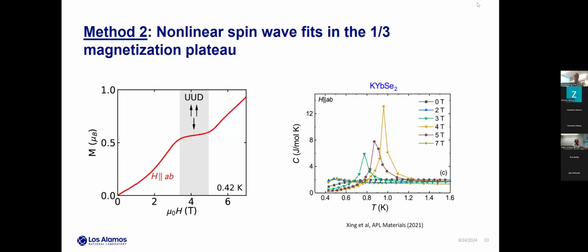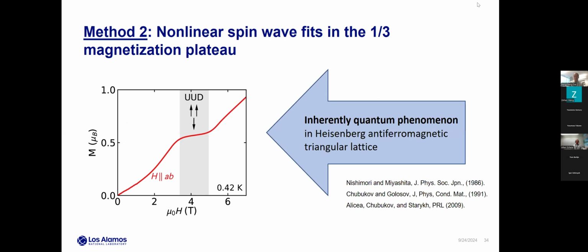All right, so that was one method. The next method we used is to fit the nonlinear spin waves. Now in zero field, there are no spin waves. It's just a diffuse continuum. But at an in-plane field of 4 Tesla, you enter this long-range ordered phase. That's the up-up-down phase, and it also corresponds to a magnetization plateau at 1/3. That's an inherently quantum effect. So it's interesting that it's there; it indicates that we're really close to this Heisenberg triangular lattice limit. Next slide, please. Yes, so this is an inherently quantum phenomenon.